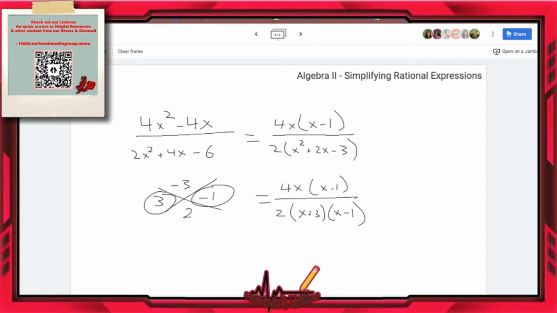And now what we do from here, we just cancel out as many things as we possibly can that are the same in the numerator and the denominator. For example, the x minus 1 in the numerator and the denominator we can cross out because anything divided by itself is 1, so it won't change the expression. And then we also have a 2 in the denominator and a 4 in the numerator. The 4 in the numerator becomes a 2, and the 2 in the denominator becomes 1. And so we're left with 2x over x plus 3.